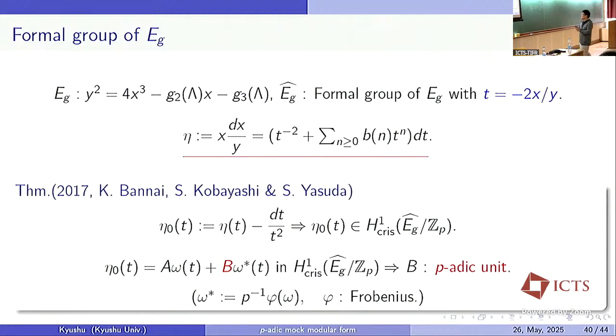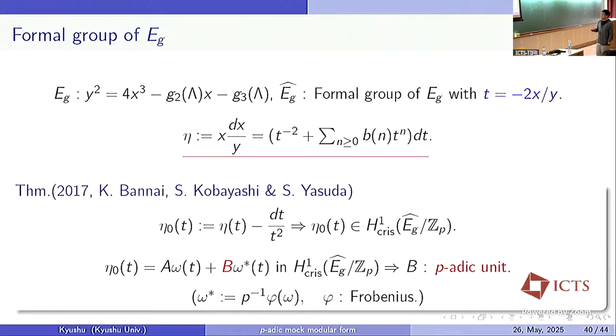And now we return to the formal group theory. We recall EZ is the Weierstrass model defined by this equation, and EZ hat is the formal group of EZ with the parameter t equal to minus 2x over y. And let eta be the differential form defined by x times dx over y. And this has a t expansion of the form like this.